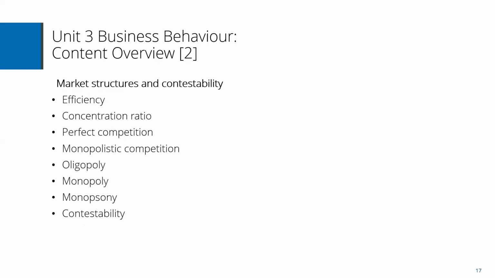Second part of Unit 3, business behaviour. We're looking at market structures and contestability. In oligopoly, there is a need to teach simple game theory to explain interdependence between firms. There's no reference, however, to the kinked demand curve or analysis of that. That is not in the specification, but the simple game theory is needed. Natural monopoly is included in the section on monopoly.